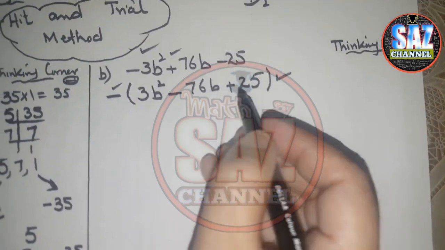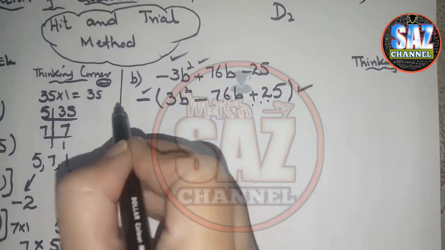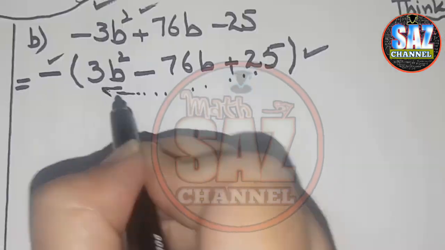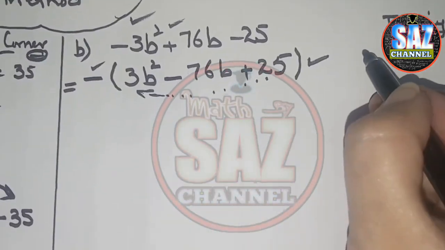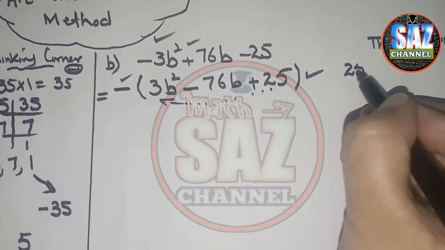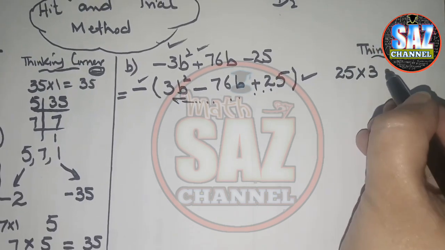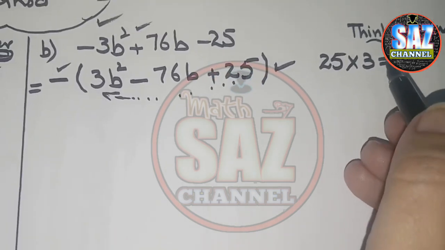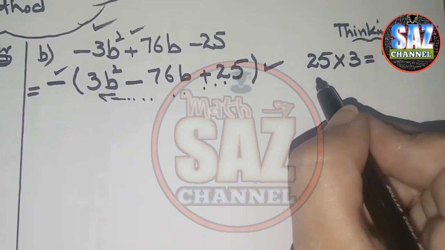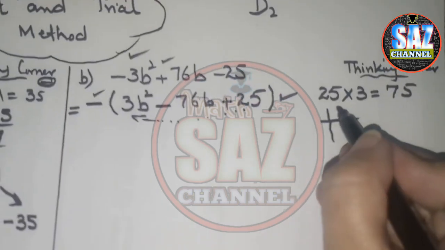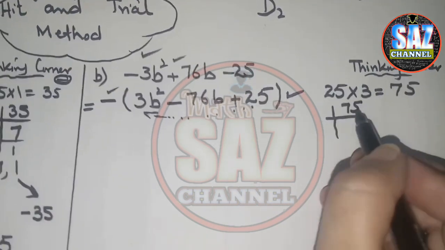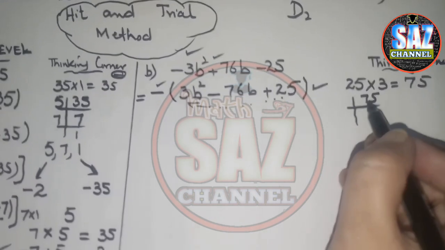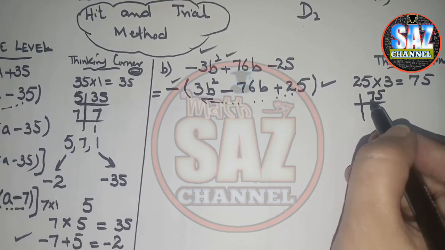After this, recall the previous lesson, and you have to multiply the constant with the coefficient of the square term. 25 multiplied by 3 is 75. Now what to do next? If you have watched my previous video, you can tell me quickly. 75, yes, I have to make the prime factors, and 75 is a bigger number.